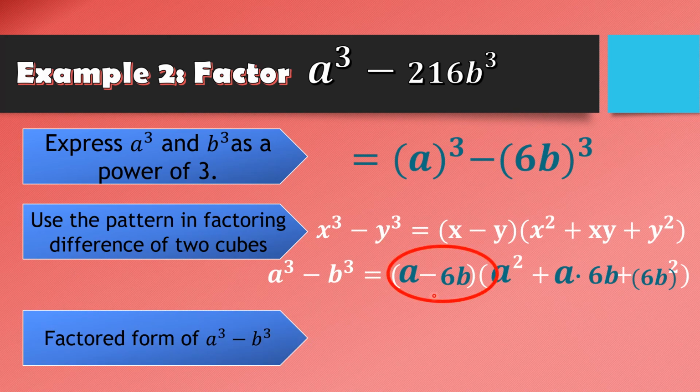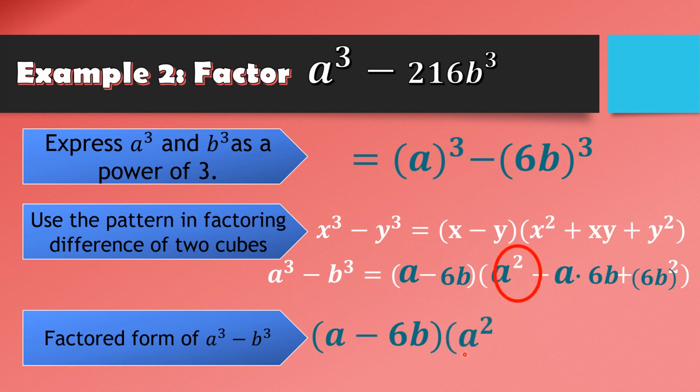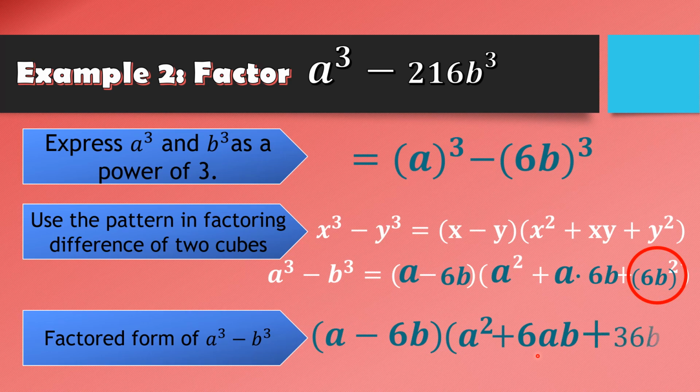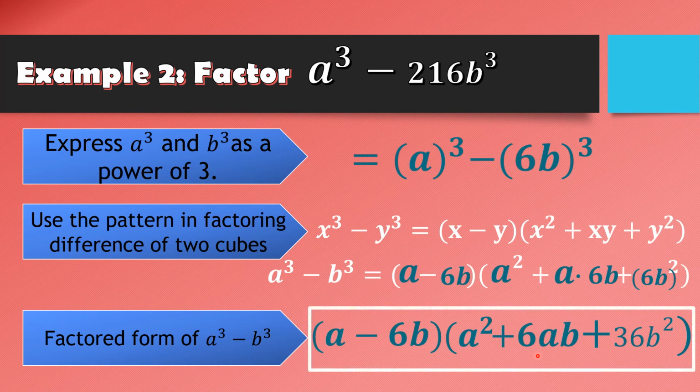Ang a minus 6b ay unlike term, so hindi natin pwedeng i-subtract, kaya copy na lang. Next, a squared is equal to a squared. A times 6b is equal to 6ab. And 6b squared is equal to 36b squared. Therefore, the factored form is the product of a minus 6b and a squared plus 6ab plus 36b squared.